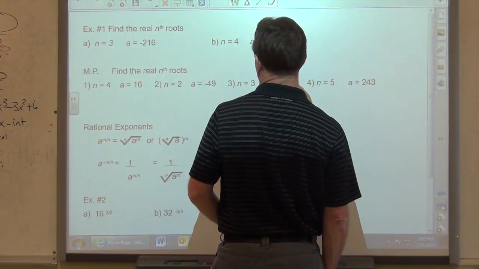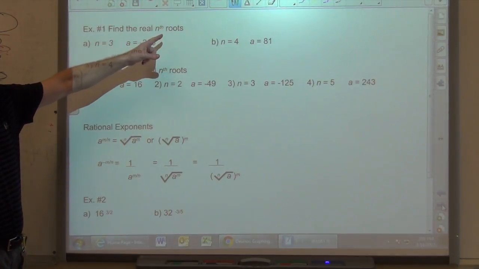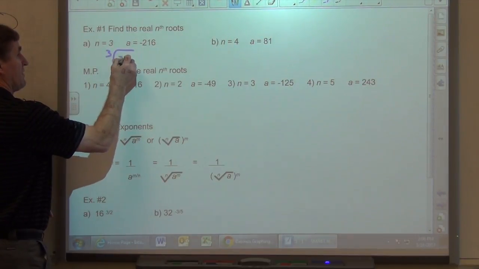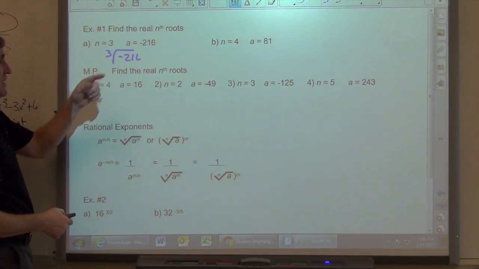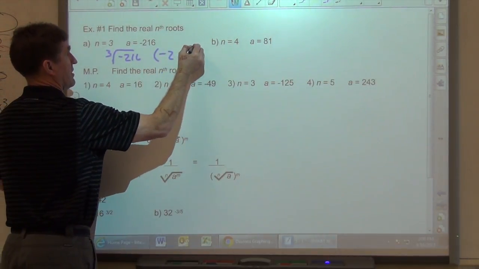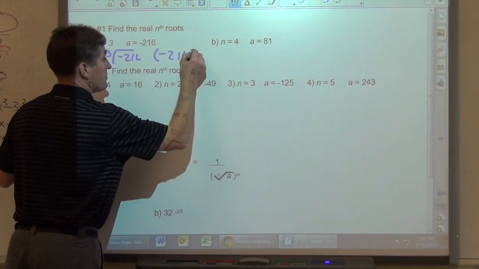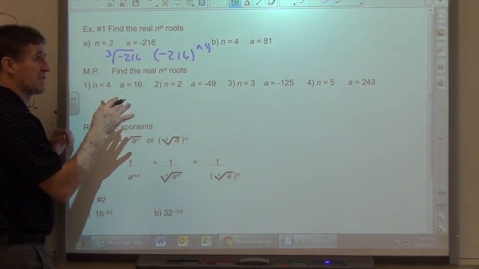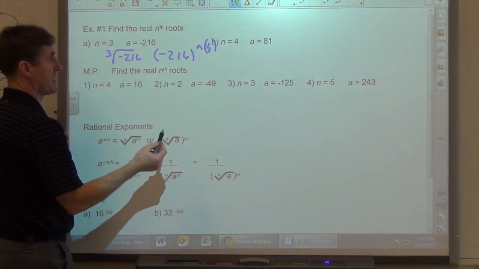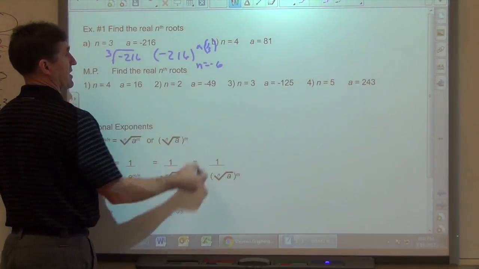So if we look at some examples of this, they're going to ask you to find the real nth roots. This would be the third root of negative 216. We know there's one answer, and it's negative. Again, you can do it on the calculator like this, to the 1/3 power, using this symbol. Or in Desmos, you just put to the power of 1/3. You might have to put that in parentheses on Desmos. But in this case, you should get negative 6.